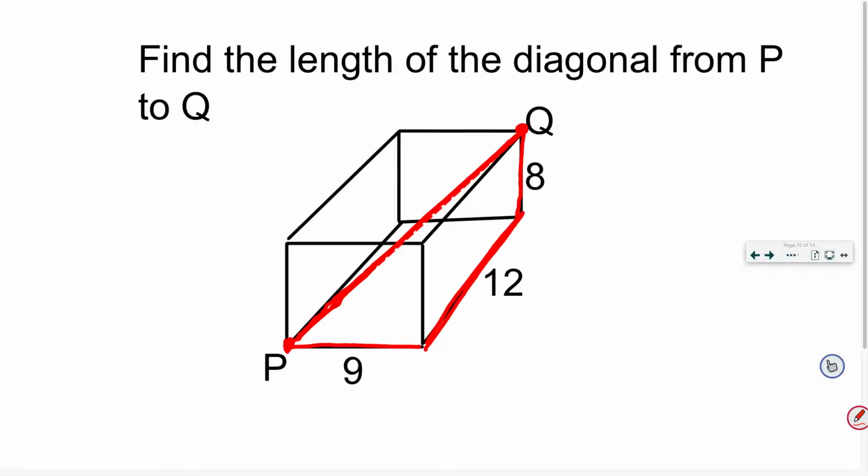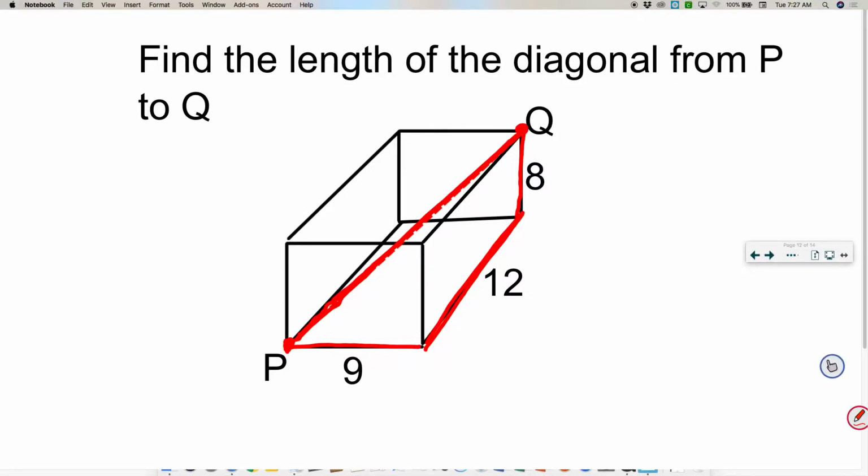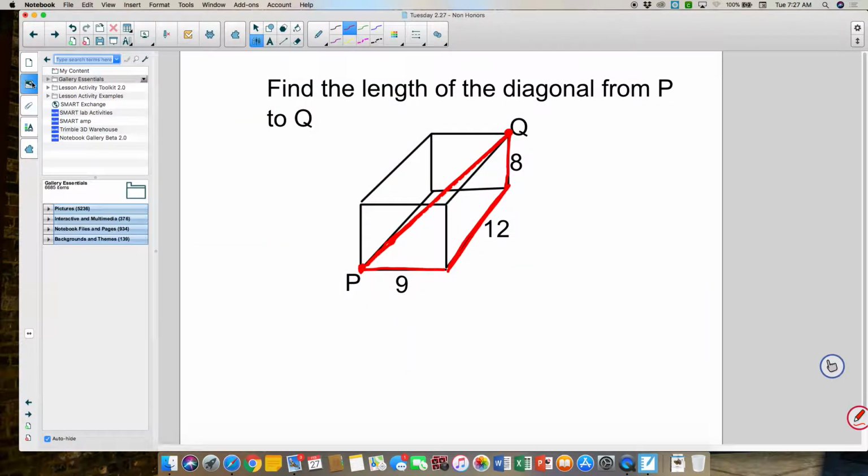Let's take about 4 minutes. You're going to have to figure out where you can create that right triangle. I'm going to add a little timer just to keep us on track.